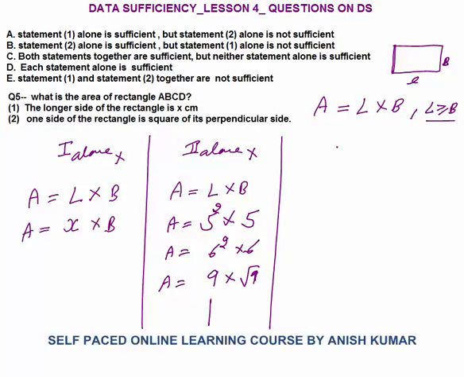Now combine 1 and 2, you have to combine. Area is, we know, length into breadth.